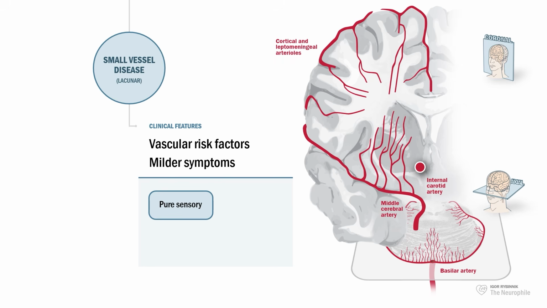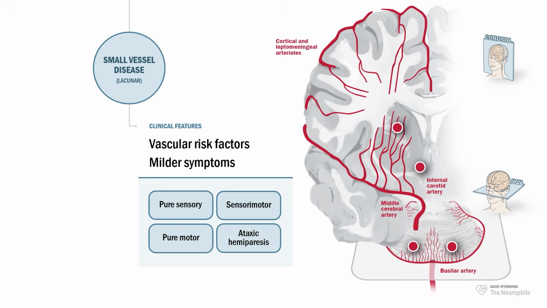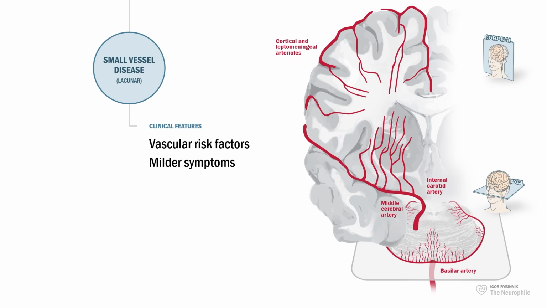Contralateral pure sensory loss from thalamic ischemia. Contralateral pure motor loss from the injury to the internal capsule. A combination of contralateral sensory and motor deficits. And contralateral ataxic hemiparesis with ventral pontine injury. There are other lacunar syndromes, but these are the more classical presentations. And considering the anatomy involved, cortical deficits like aphasia, neglect, and field cut will be absent.